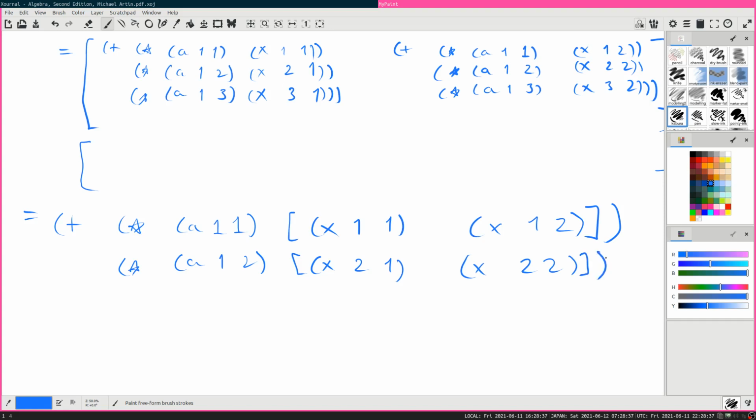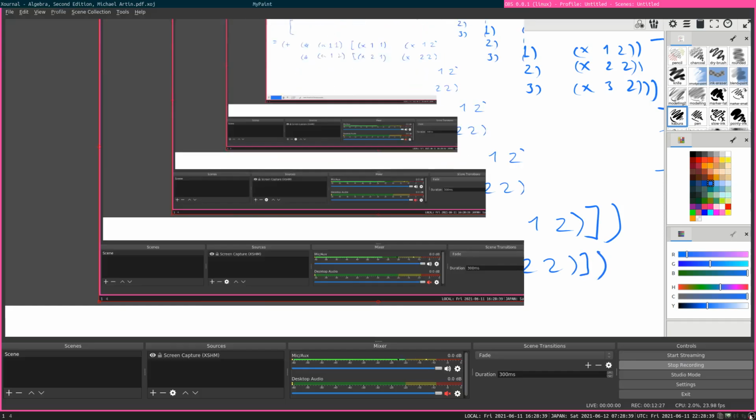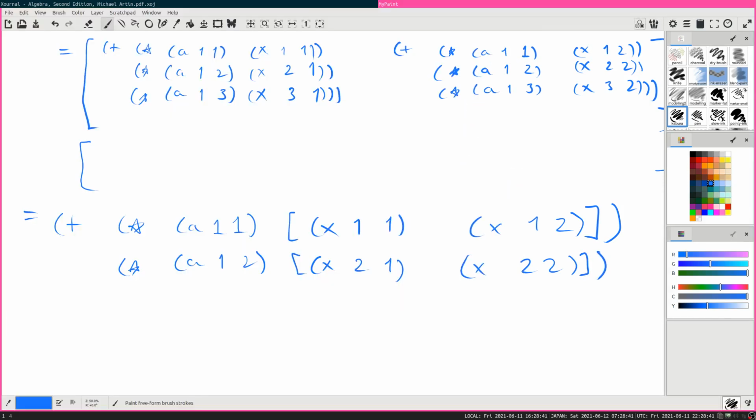Let me stretch my hand out. Let me make sure I'm recording on the correct microphone. I am. Looks like it.